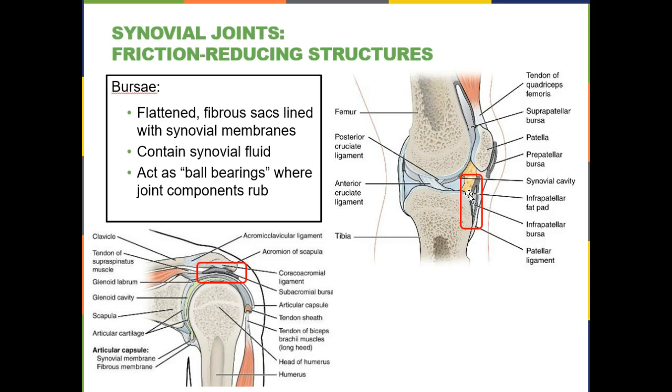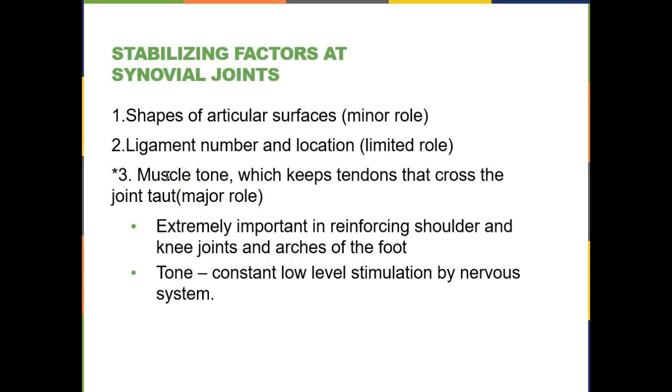So there have to be other anatomical features that keep your knee or your shoulder or all of your other joints from becoming dislocated. So this is where ligaments come in. They help keep your joints properly aligned. But the most important factor in stabilizing your synovial joints is something called muscle tone.